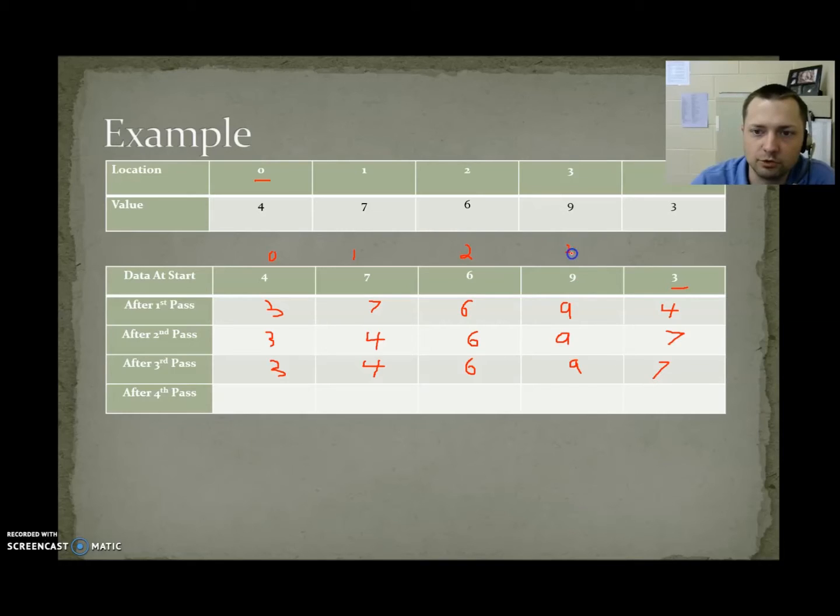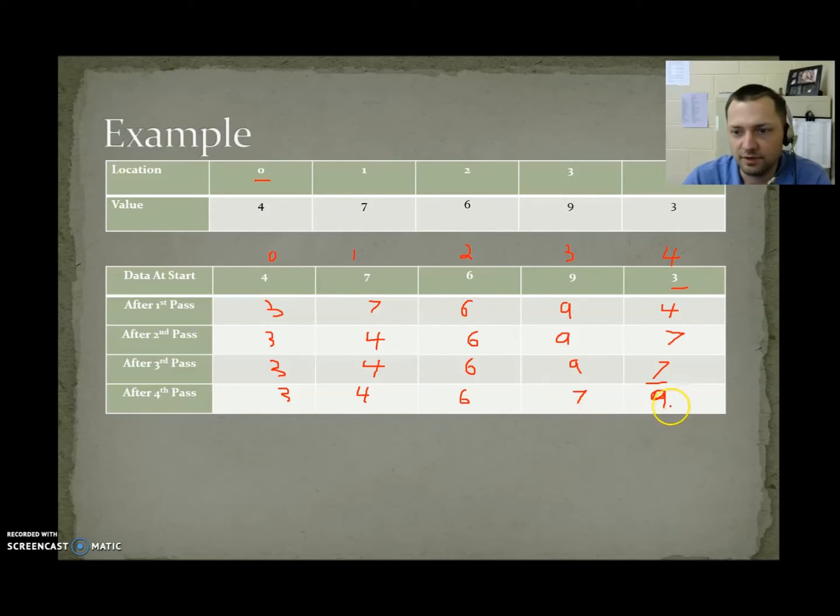On the next pass, we're trying to fix location 3. So all of these are the same because they've already been fixed. And in location 3, we find that the 7 has the smallest value. So we swap 9 and 7. We swap locations 3 and 4. And it just happened that we always swapped with the end location. That is not always going to be the case. It's just in this example it turned out that way.